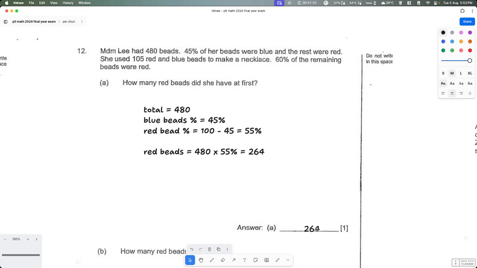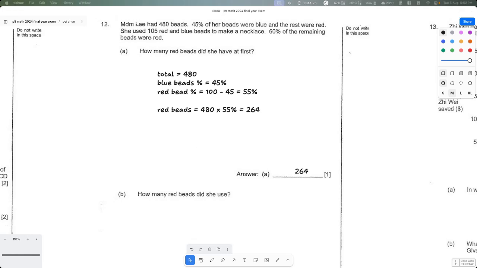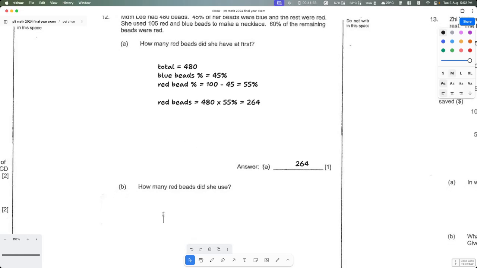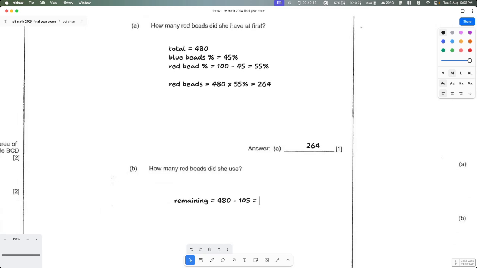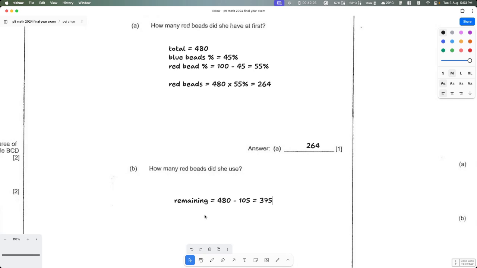All right, let's move on to the next one. How many red beads did she use? She used 105 total of red and blue beads, right? So the remaining is equal to 480 minus 105, and this will become 375. In this case, 480 minus 105 will be 375.